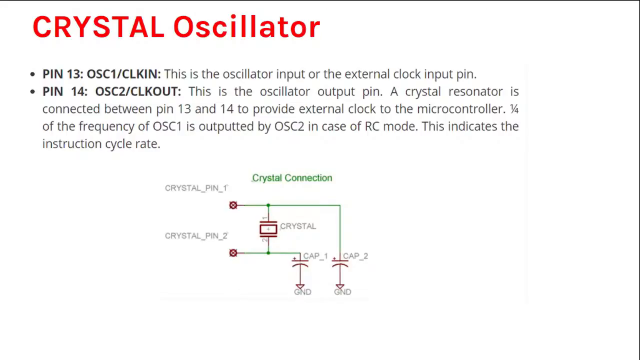Only if you provide the crystal source to the microcontroller does it calculate the machine cycle and the instruction cycle, based on the crystal frequency. So the oscillator is the heart of the microcontroller. Clock in is the oscillator input, whereas clock out is the oscillator output pin.